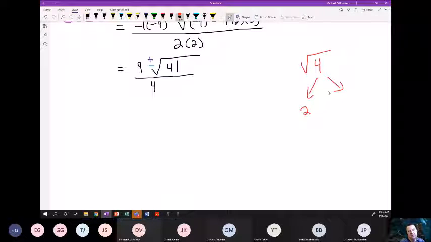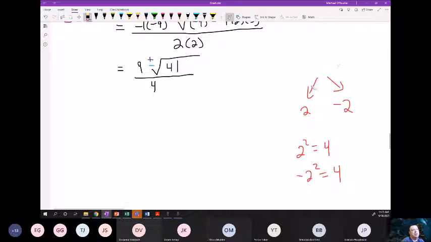What's also the square root of 4? No, 2 is the square root of 4. But what is also the square root of 4? -2 is, right? 2 squared equals 4. -2 squared also equals 4. You guys agree with me? So if I gave you the square root of 4, 2 could be the answer, but it could also be -2. That is why when we do the square root of 41 here, we have to do the positive version and the negative version. We don't know which is the answer we're looking for. But we have to kind of figure it out.